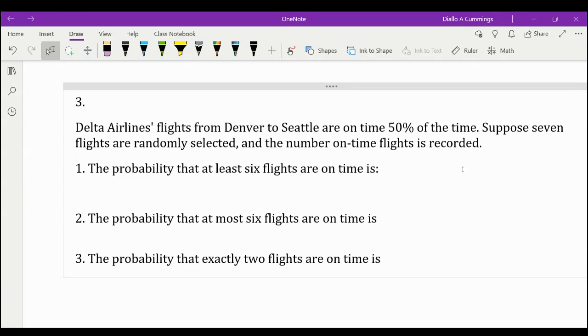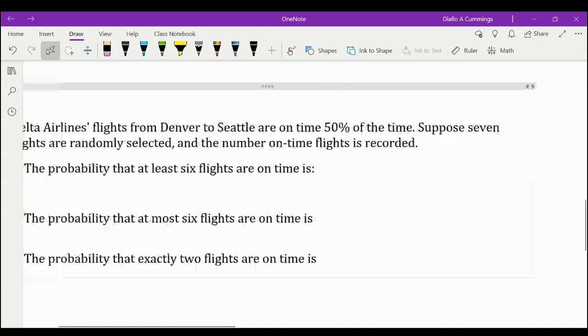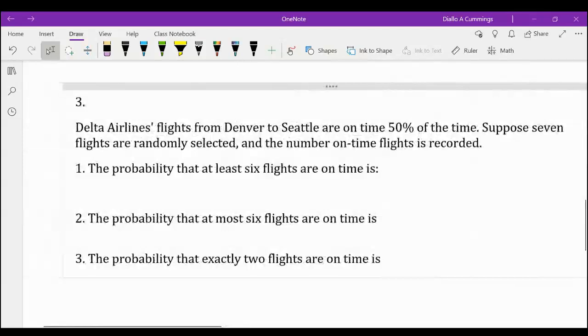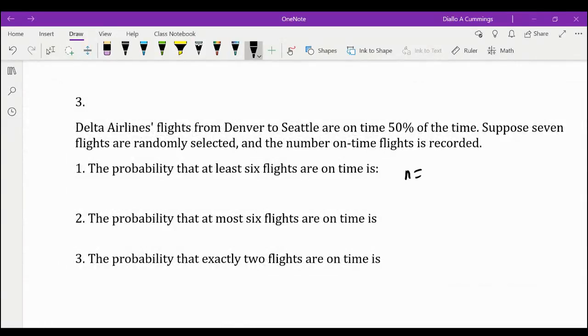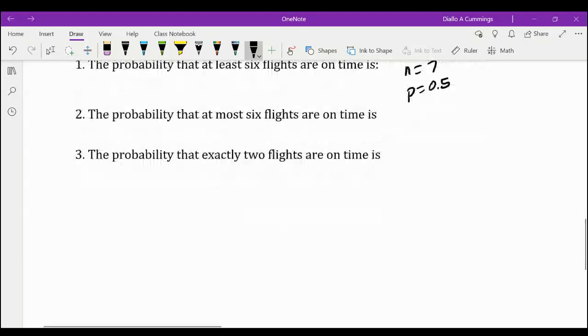We've deduced that this is a binomial distribution because we have two outcomes. The flight is either on time or not on time. We said that n would equal 7, right? That's the number of trials. We see that p is 50%, and we're going to find the probability that at least 6 flights are on time. So for problem number 1, we're going to use the binomial CDF, but we looked at another option in class, and I just wanted to make sure everyone was clear on that.